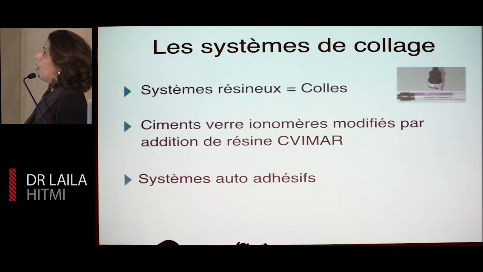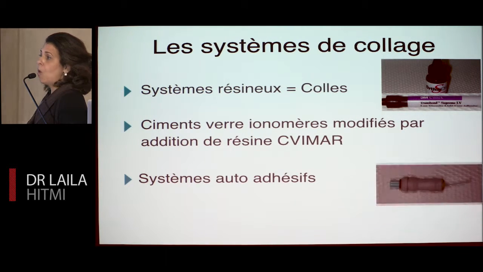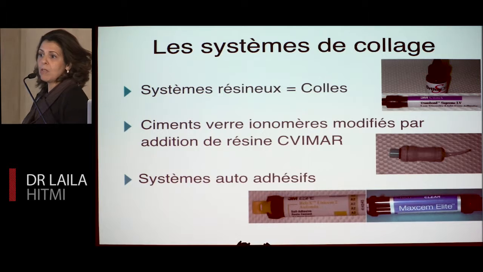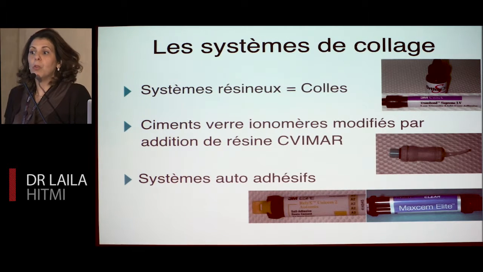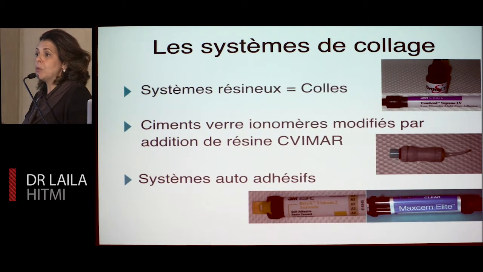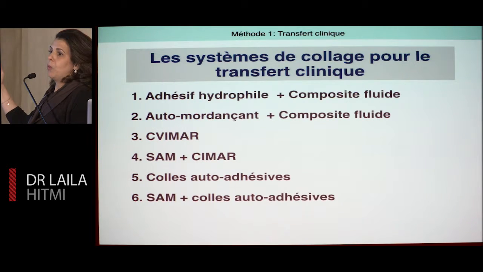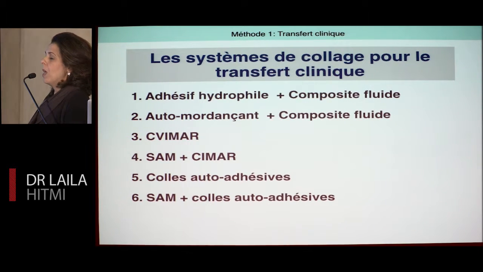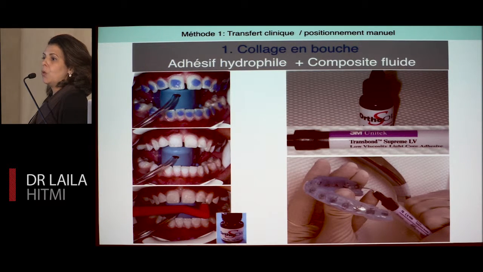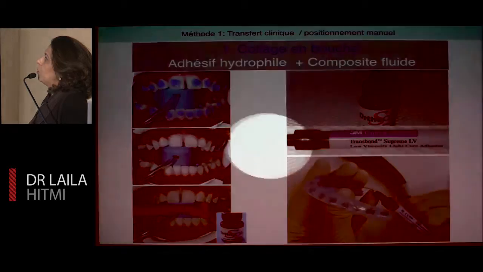In the systems we are familiar with, you have resins or glues, glass ionomer cements, or self-adhesive systems. I'm not going to ask you to change what you do. It's what you use daily. You have 6 possibilities: either an adhesive and a fluid composite, or a self-etching and a fluid composite, or a glass ionomer, or a self-etching. You have all these different possibilities.